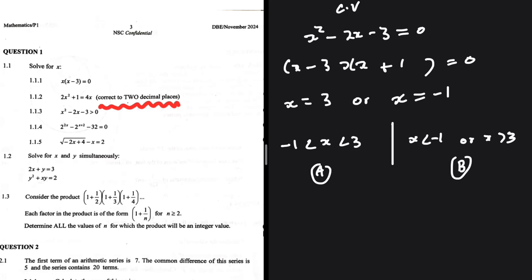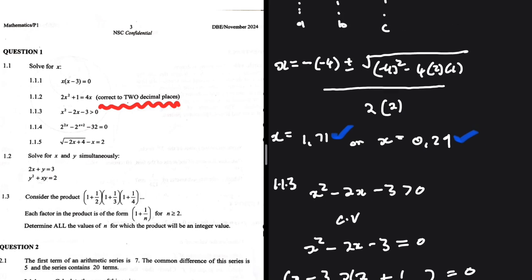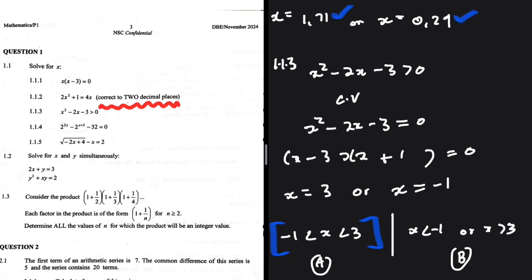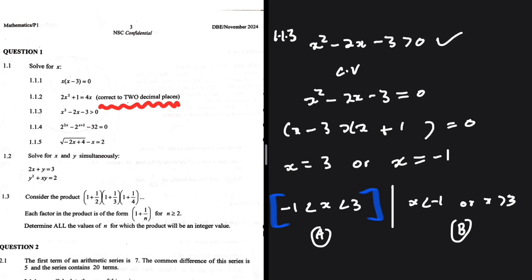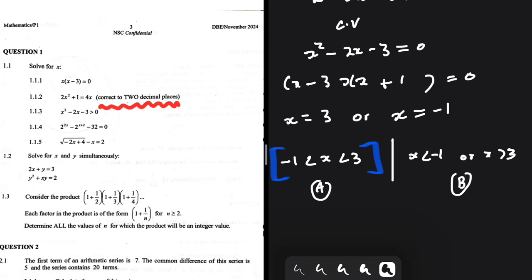So we can substitute a number that exists in this solution, right? A number between minus 1 and 3 is 0. If we substitute that number in our equation and our inequality is satisfied, then A is our solution. But if that is not the case, then B becomes our solution automatically. So let me substitute 0. 0 squared minus 2 multiplied by 0 minus 3. So when you substitute 0, we get minus 3 is greater than 0.